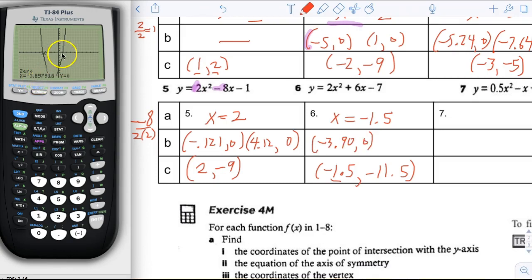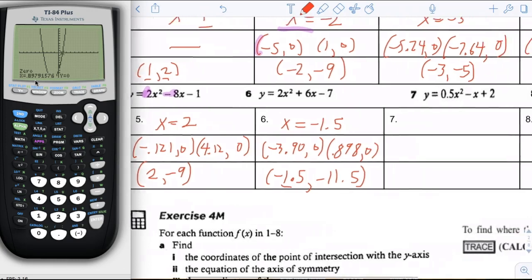And the other x-intercept is this one. Let's find that using second calc 0 also. So we move the left boundary to here. We hit enter. We move slightly to the right. We hit enter. And then we hit guess, and we get 0.8979. The 9 rounds the 7 up to 8, so it's 0.898, comma 0. Okay, and that is it for 6.